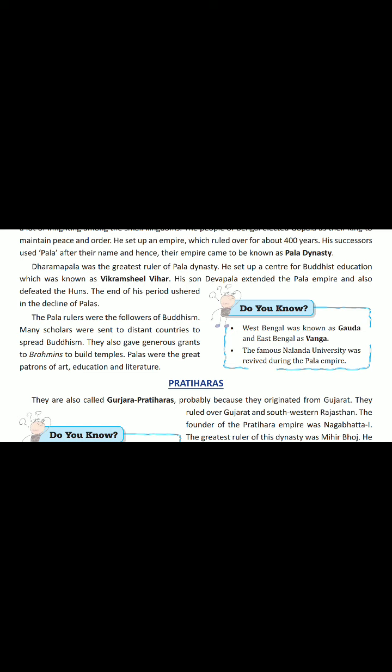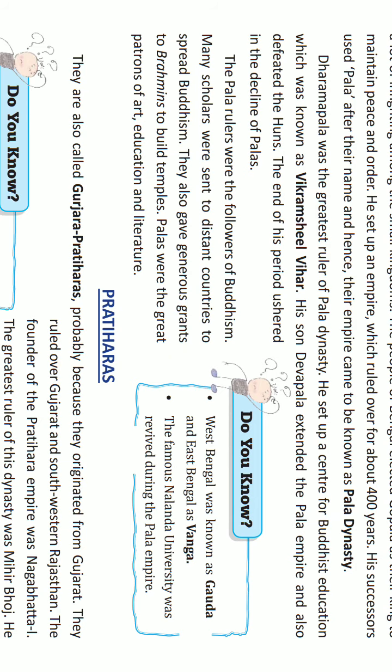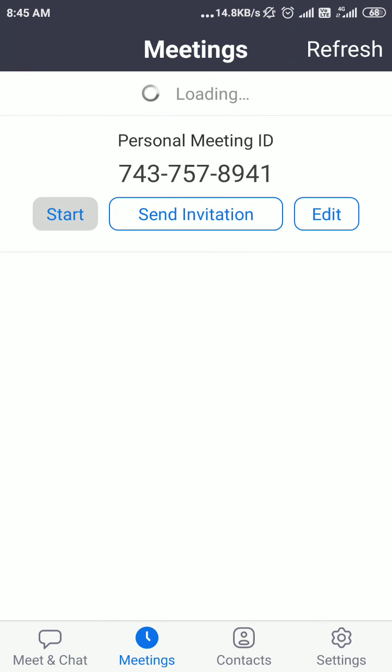He set up a center of Buddhist education which was known as Vikramshila Vihar. He was also a great ruler. His son Devapala extended the Pala empire, extended means फैलाया अपने empire को, and also defeated the Huns.